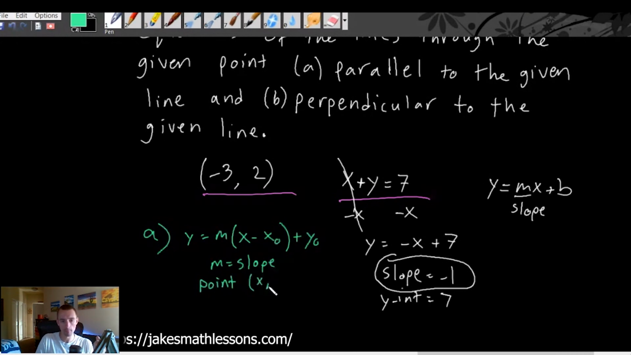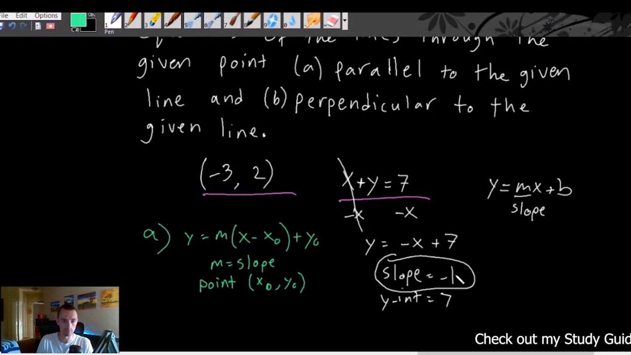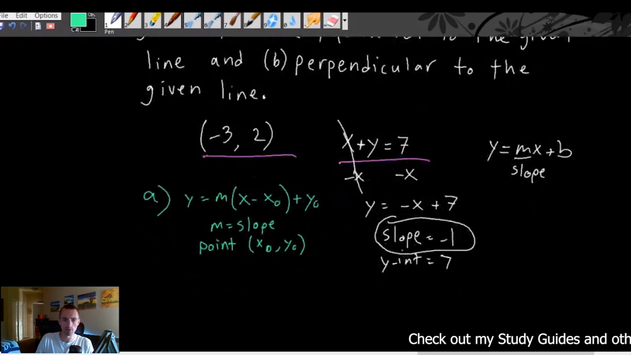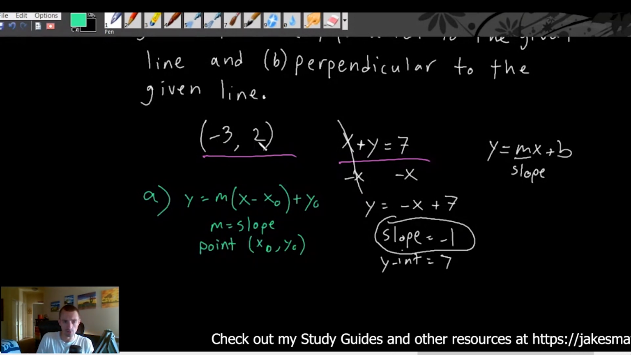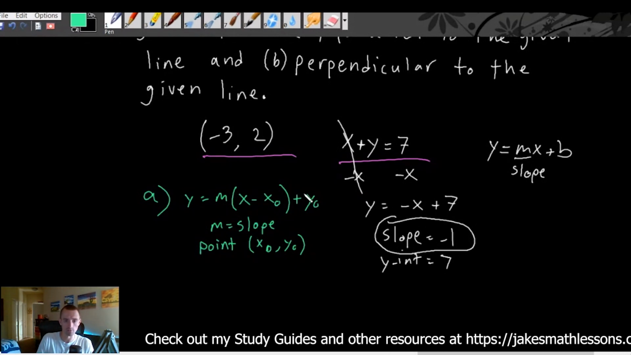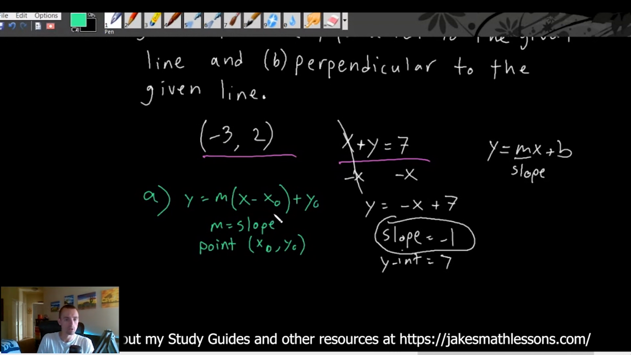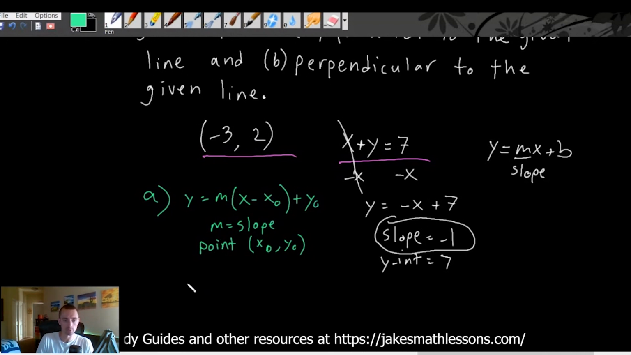(x0, y0). So basically we need an xy coordinate of a point that our line has to go through. In this case we have it, it's (-3, 2), and we need a slope of our line, which in this case we already have, is -1. So as long as our slope is -1, our m is -1, and then our point is (-3, 2), which means that our x0 is -3 and our y0 is 2, we should be good. So we pretty much just have to plug those in.